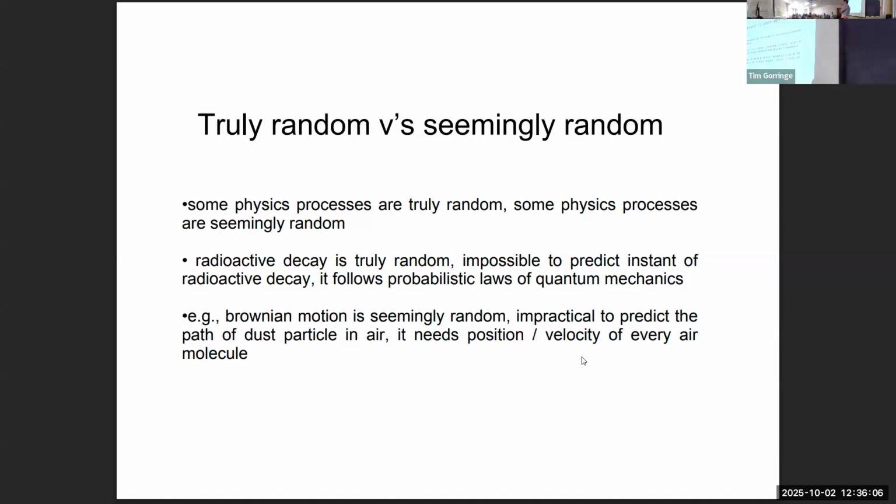Is calling radioactive decay random sort of like necessarily stipulating the Copenhagen interpretation of quantum mechanics? I don't know the answer to that.